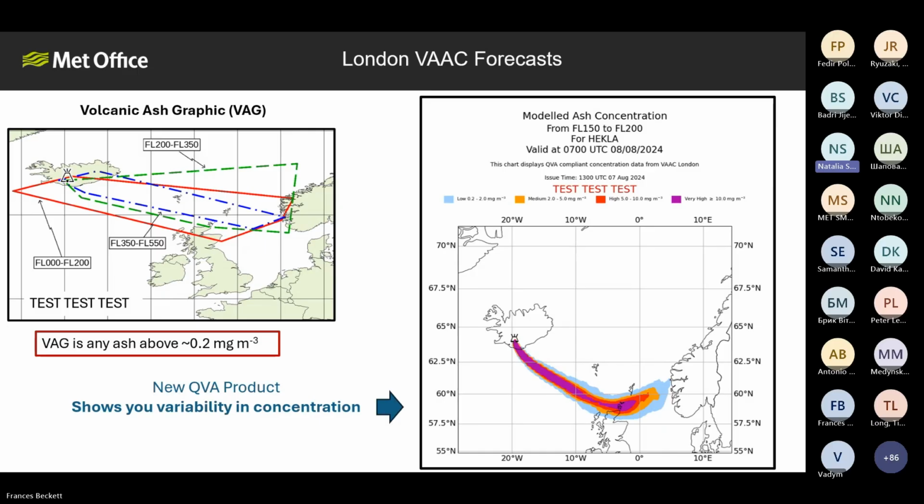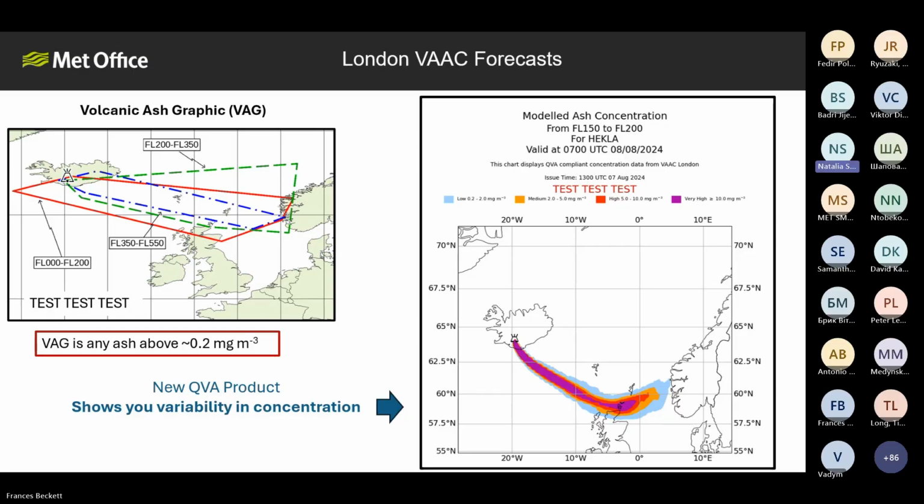For the same scenario, we now have on the right-hand side our new QVA forecast. This is for flight level 150 to 200, and we'll return to that in a minute. But what you can instantly see is that we have a more detailed description of where we think ash is in the atmosphere compared to the VAG. And we also now provide concentrations of ash in the atmosphere too.